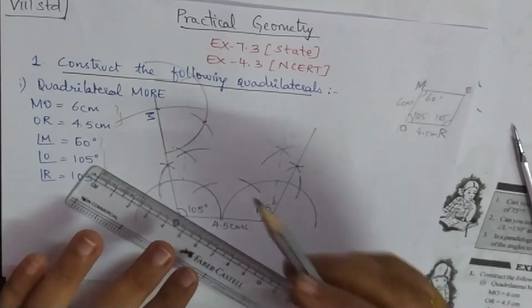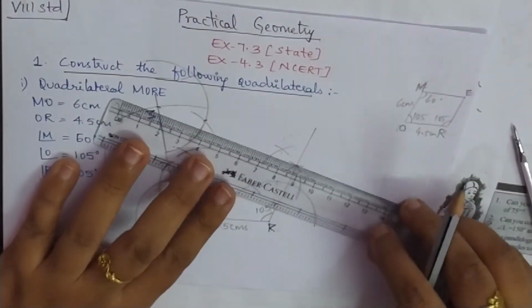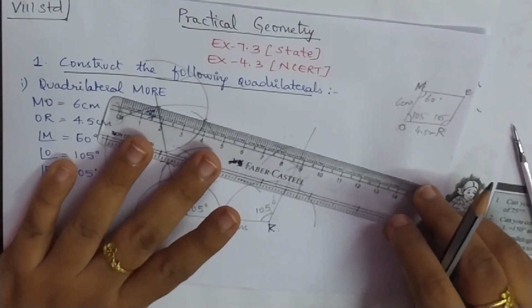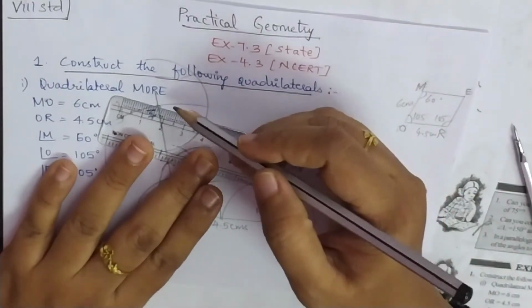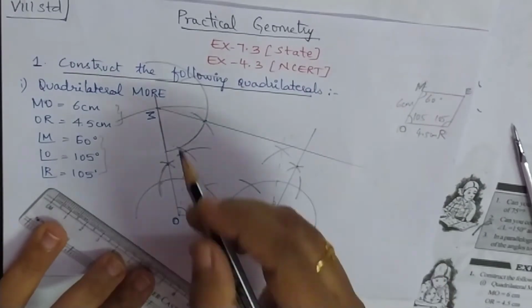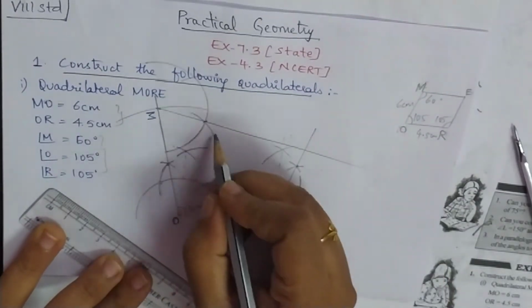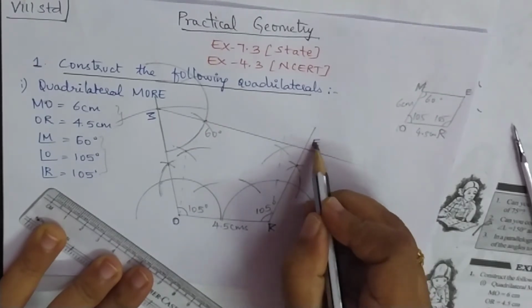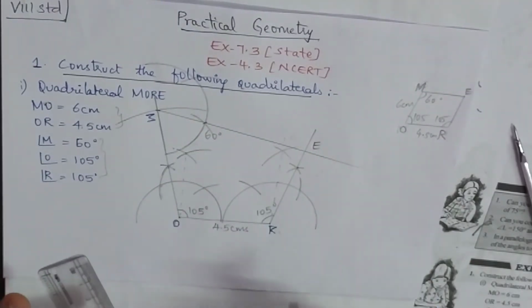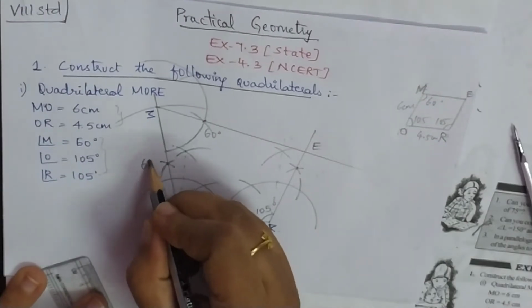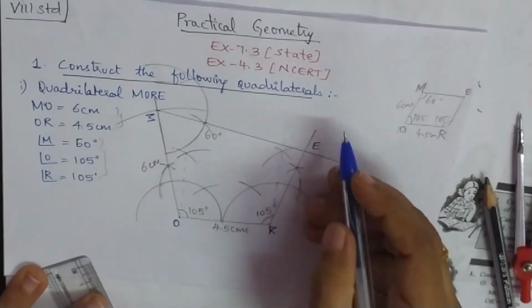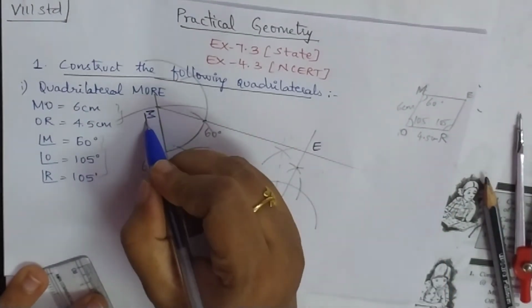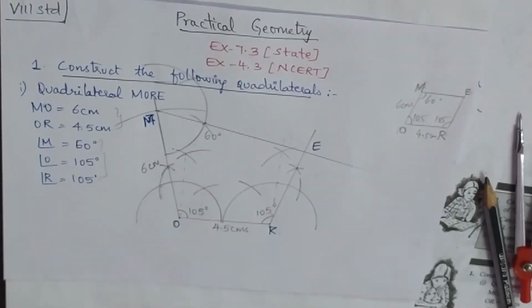So at angle M, the first arc is 60 degrees. We are going to join 60 degrees. We are just going to produce a 60 degree line. So this is angle M, angle 60 degrees. This is angle E, point E. So this is 4.5 centimeters, this is 6 centimeters. So this is E. Okay, so we are going to write M-O-R-E, MORE. So this is the quadrilateral that you should construct, children. Hope you have understood.